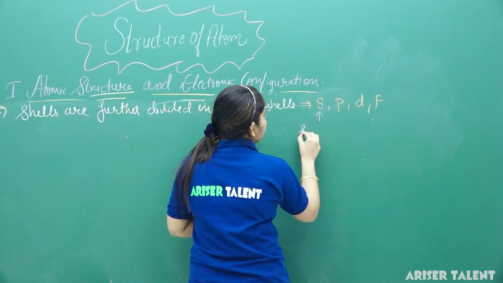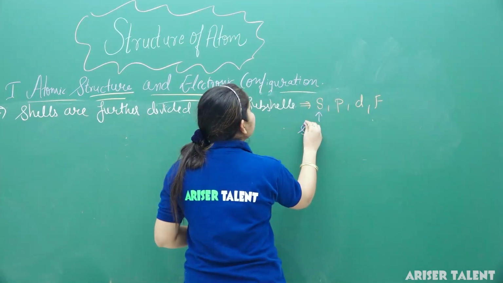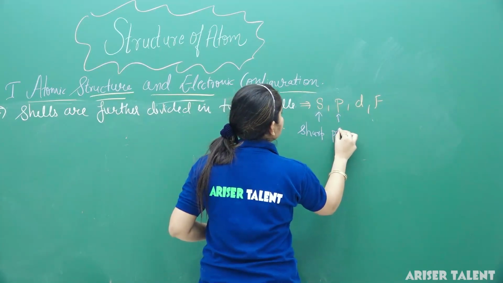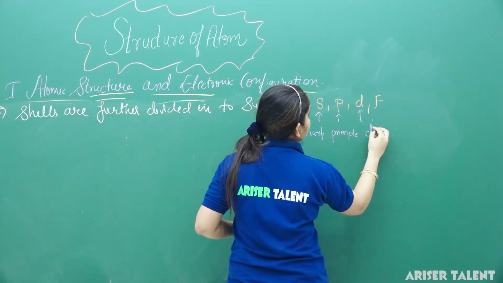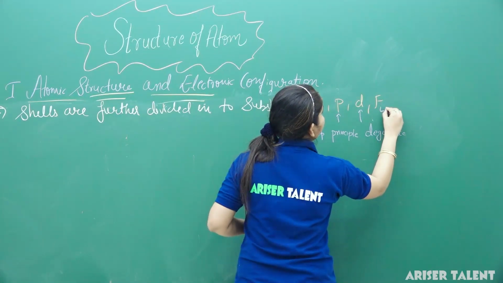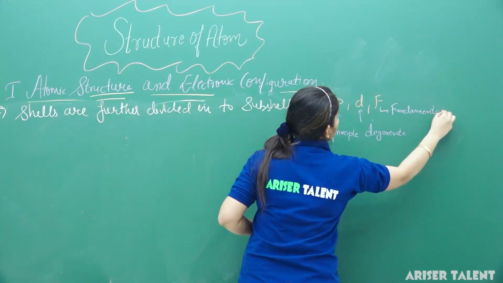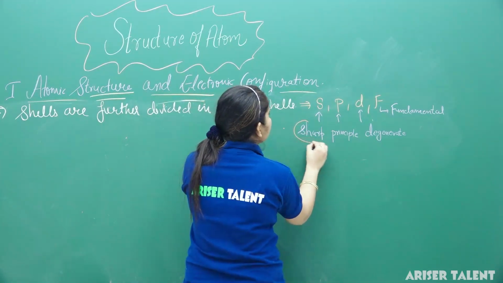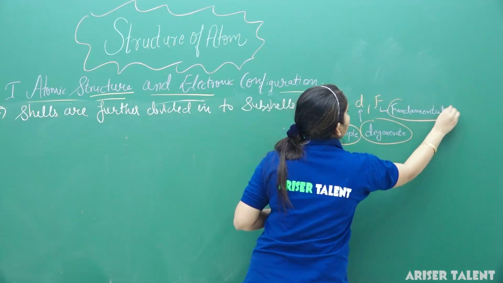S means sharp, P means principal, D means degenerate, and F means fundamental. So these are the recognitions for S, P, D and F orbital. So first is sharp, second is principal, third is degenerate, and F means fundamental.